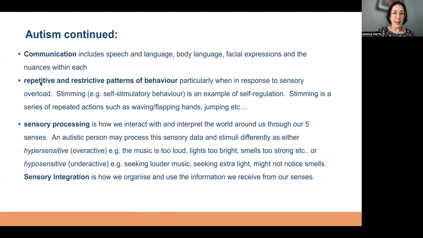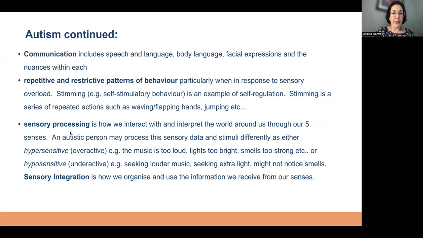Autistic people may also experience repetitive patterns of behavior, particularly in response to sensory overload, and these might include stimming. Stimming is self-stimulatory behavior, and it is an example of self-regulation. Stimming might look like a series of repeated actions like waving or flapping hands or jumping up and down.